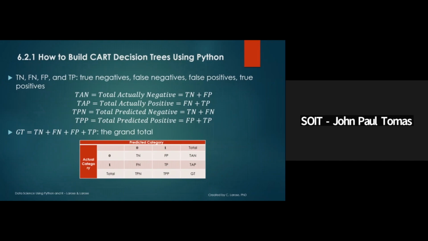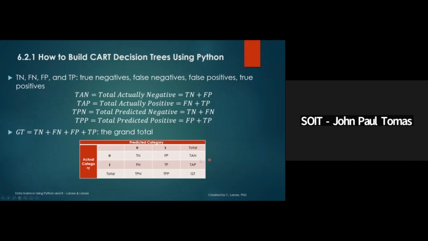So as you can see there, you have your actual category, okay, and then predicted category. So for 0 and 0, you have your TN. For actual category 0 and predicted category 1, you have your FP. For actual category 1 and predicted category 0, you have your FN. And for actual category 1 and predicted category 1, you have your TP. Okay, and then you just have to put your notations there.